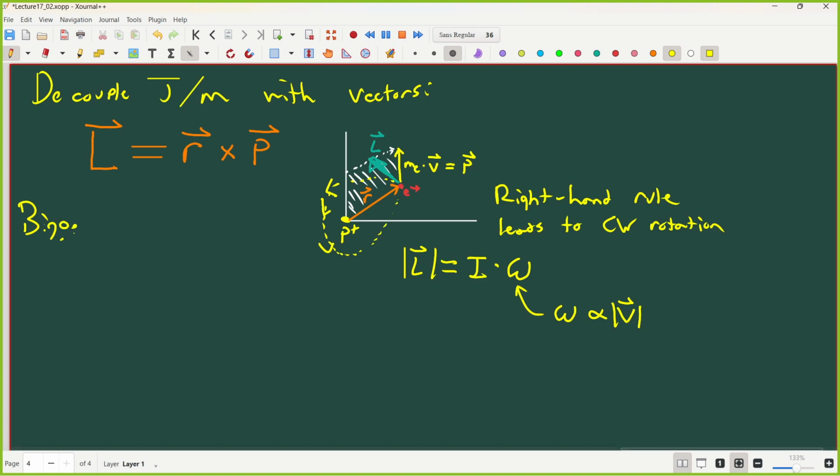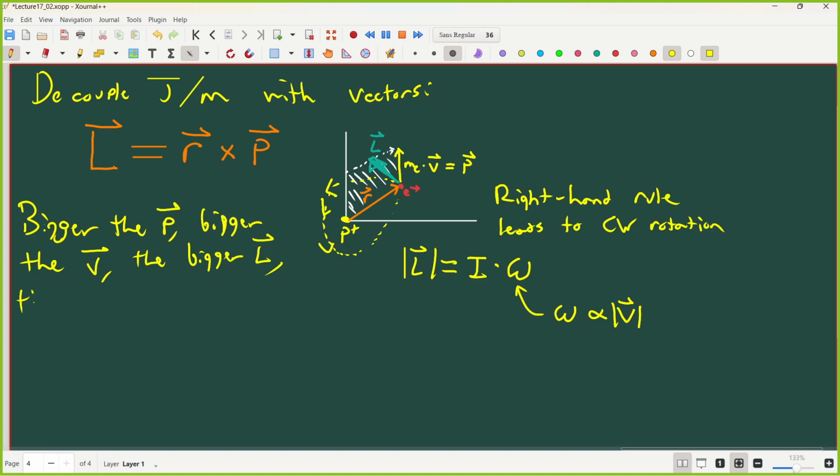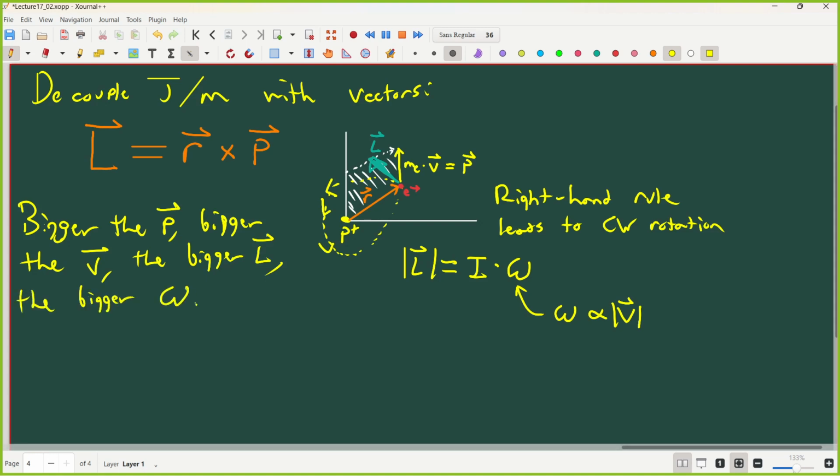So the bigger the p, the bigger the v, the bigger the L, which means the bigger the omega. Again, it's not terribly informative, but it's good to keep these things consistent.